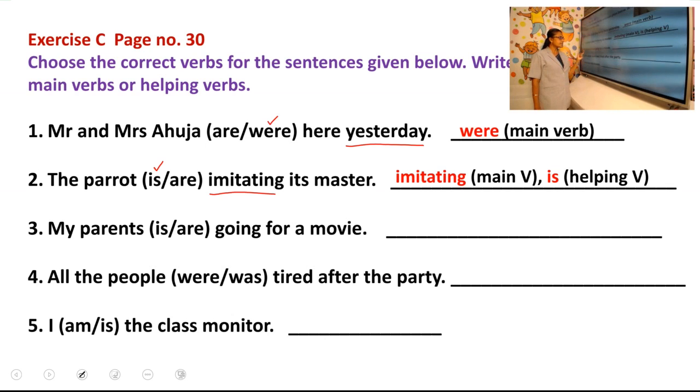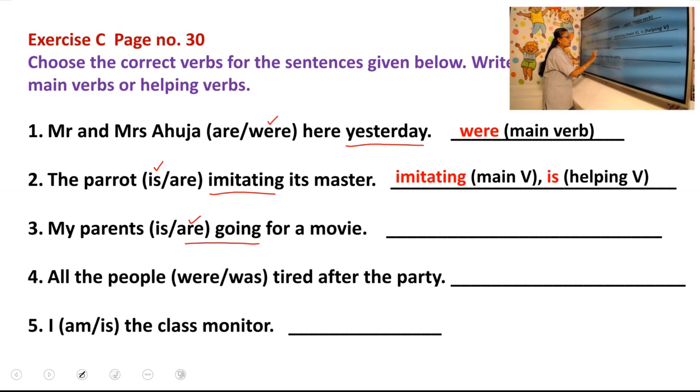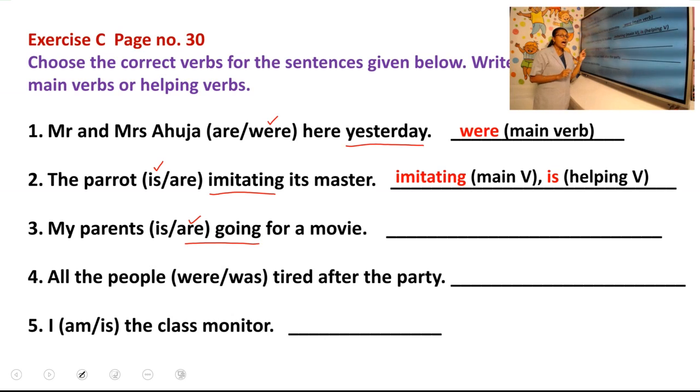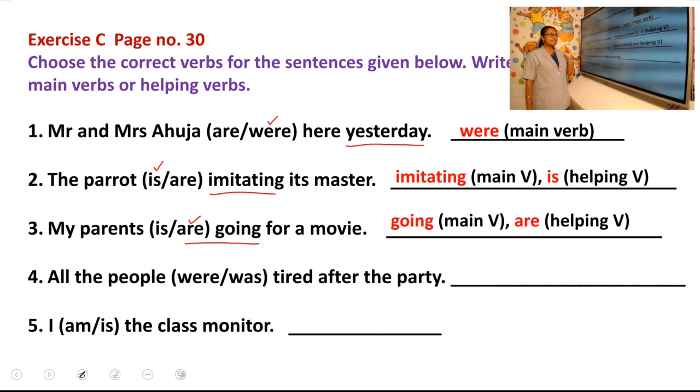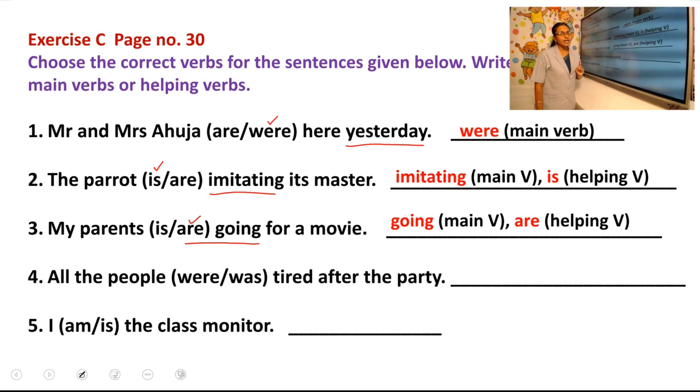Okay, question number 3. My parents is or are going for a movie. Have you got the answer? Yeah, my parents, the subject is plural, so we have to use the plural verb are. My parents are going. So the verb is are going. It is made up of two words. So which is the main verb here, are or going? Exactly, going is the main verb and are is the helping verb. Very good. Please write down. Going is the main verb and are is the helping verb.